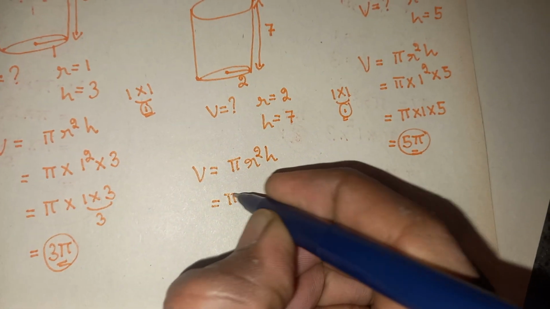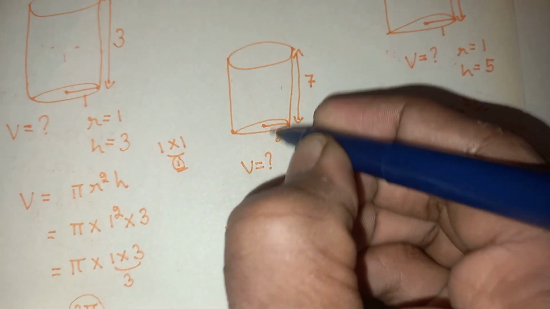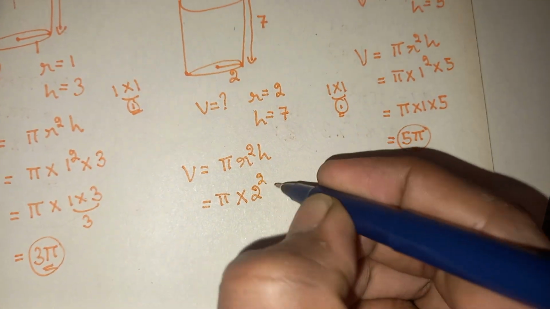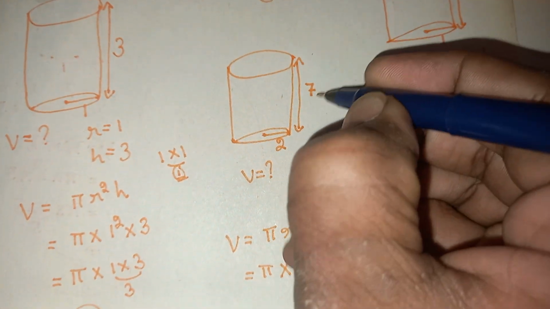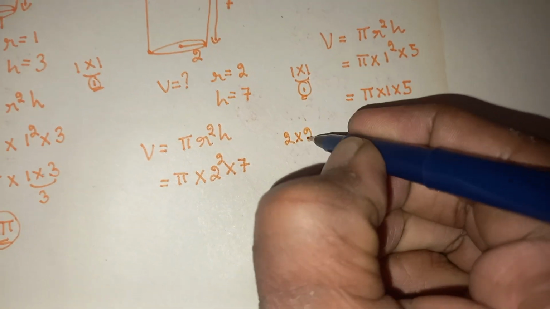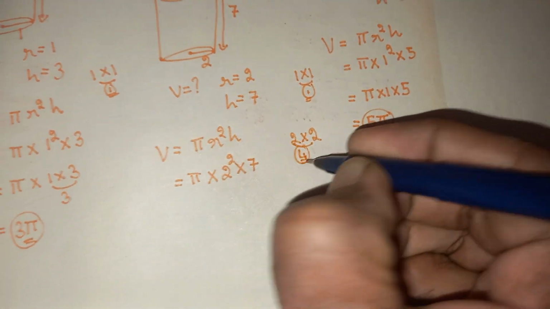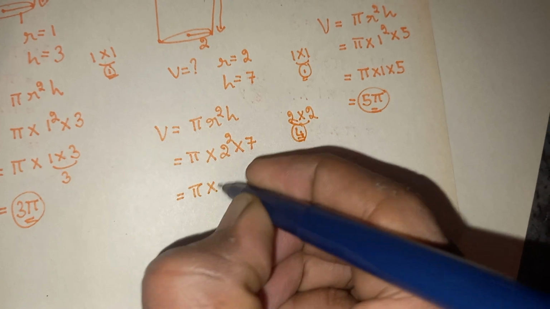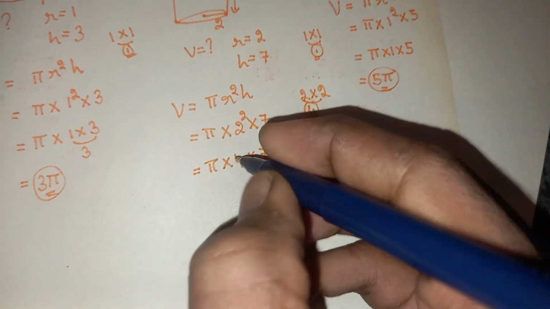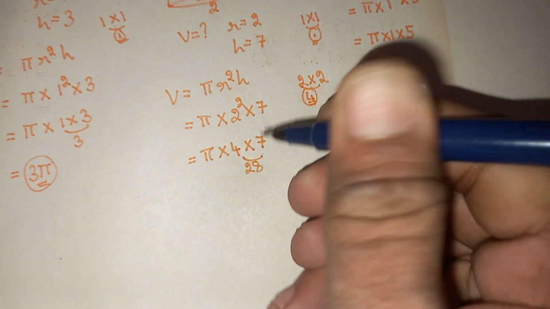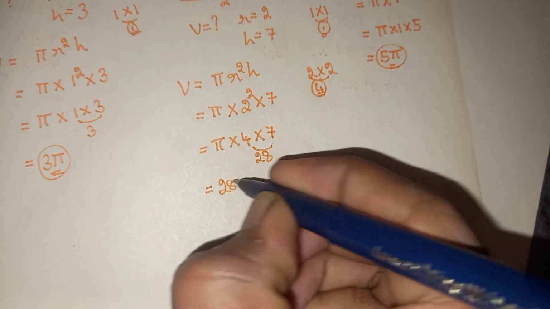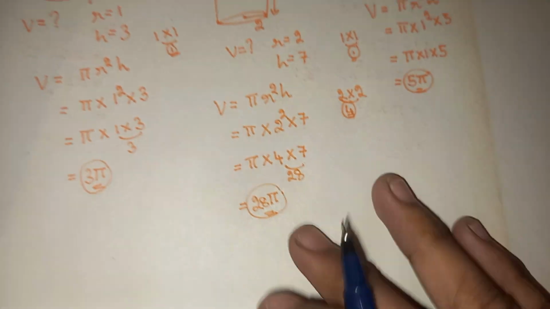So it becomes pi times, here the radius is 2 units, 2 square, times this height, which is 7 units. 2 square means it is 2 times 2. 2 times 2 is 4. So this becomes pi times 4 times 7. 4 times 7 is 28. 28 times pi, which is 28 pi cubic units.